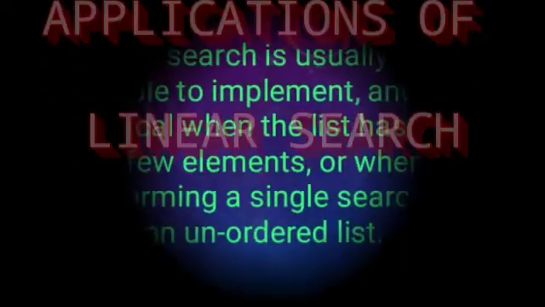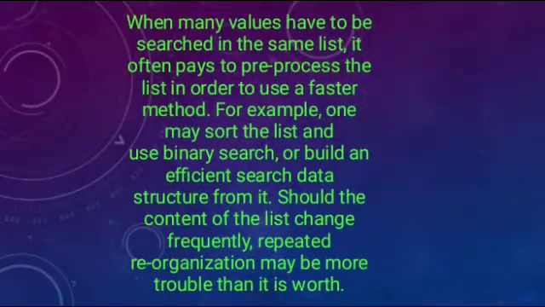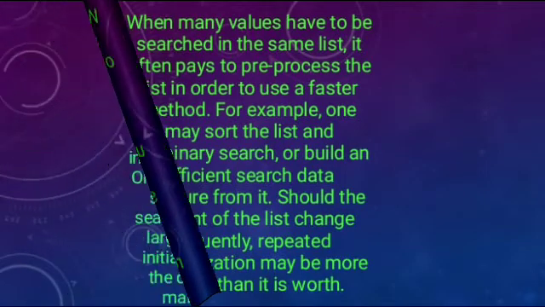Applications of linear search. Linear search is usually very simple to implement and is practical when the list has only a few elements or when performing a single search in an unordered list. When many values have to be searched in the same list, it often pays to pre-process the list in order to use a faster method. For example, one may sort the list and use binary search or build an efficient search data structure from it. Should the content of the list change frequently, repeated reorganization may be more trouble than it is worth.